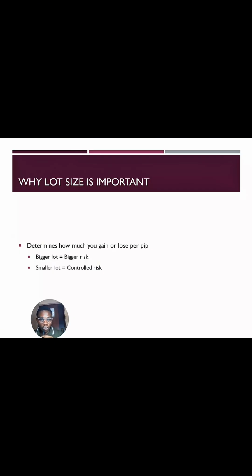When an individual is using bigger lots like a 100 lot size or 20 lot size, it means bigger risk. And when a person is using smaller lots, it means controlled risk. So we now know the difference between pips and lot size. Pips help us to know what you are risking and what you are gaining, and the lot size helps us to determine how much you gain or lose per pip movement. Right. Going to move to the spread.